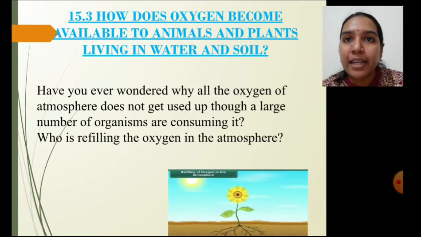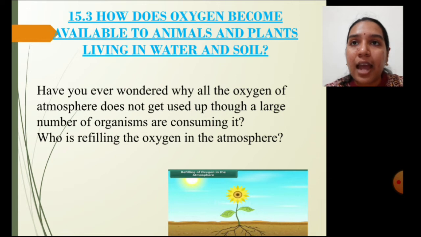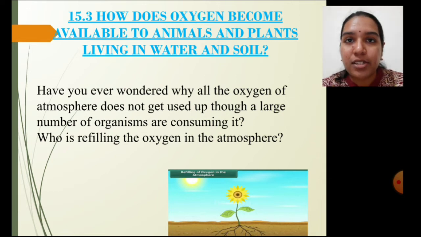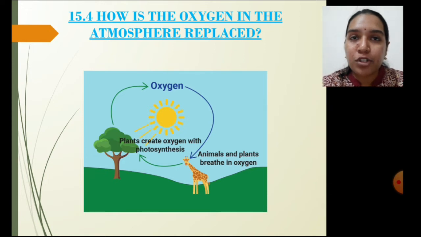You all might be getting a doubt. If we are rapidly increasing the populations of living beings on Earth, does it not alter the amount of oxygen that is available on Earth? Then what is responsible for the balance of oxygen levels on Earth? And the answer would be plants. How is oxygen in the atmosphere replaced is our question.